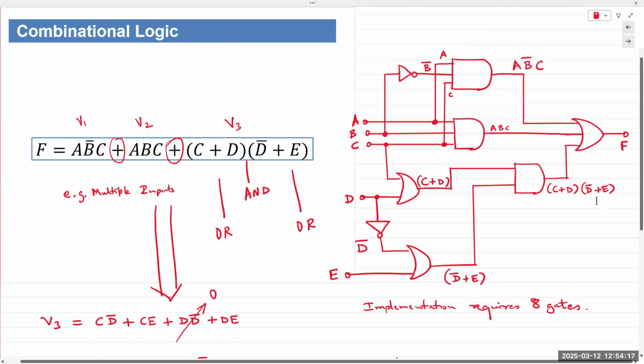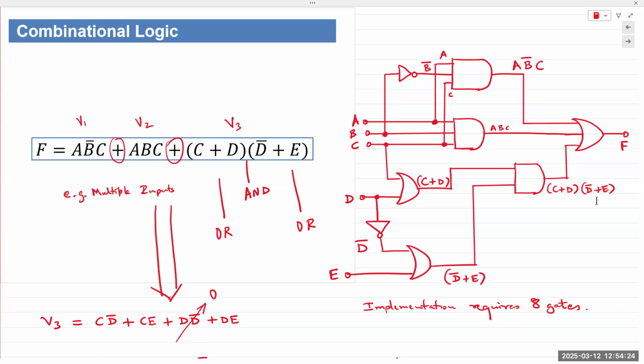Up to here. Yes. No sequential logic. No timing diagrams. Yes.